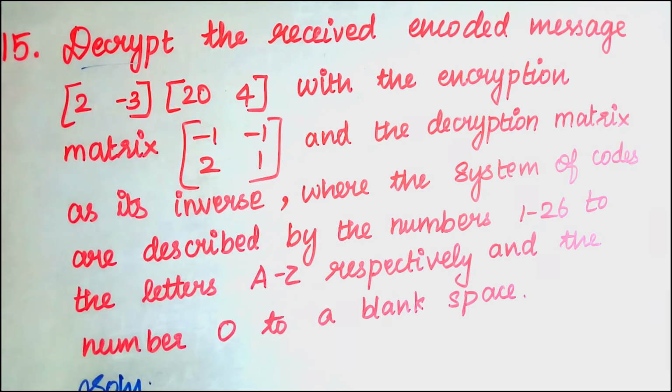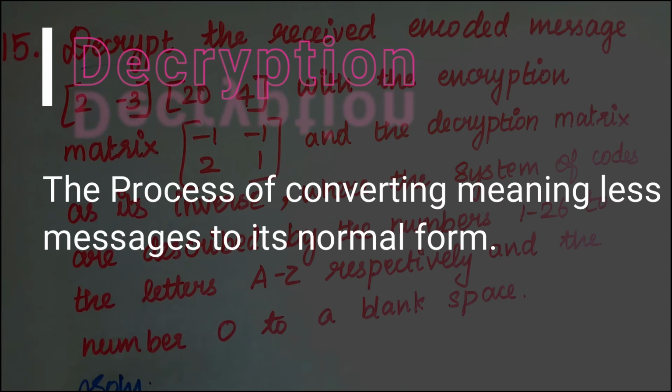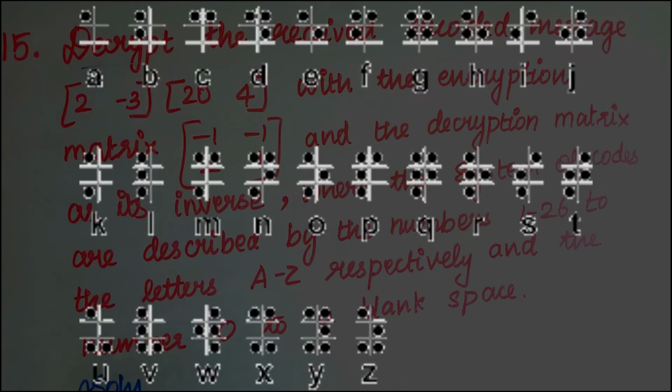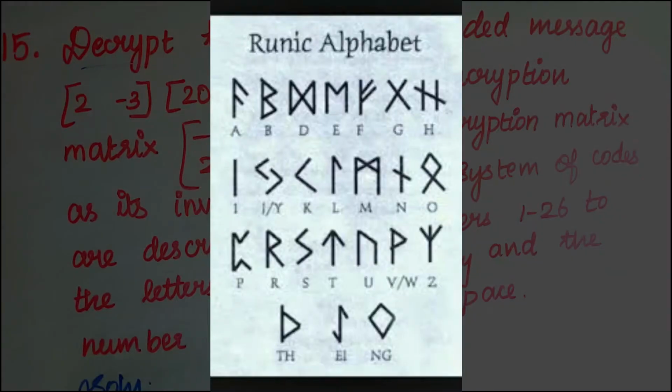So first I'll say what a decrypt message is. A decrypt message is the process of converting a meaningless message to its original form, right? There will be a hidden message, there will be a clue which is called a decryption message, which does not have any meaning, but it may have interior meaning.